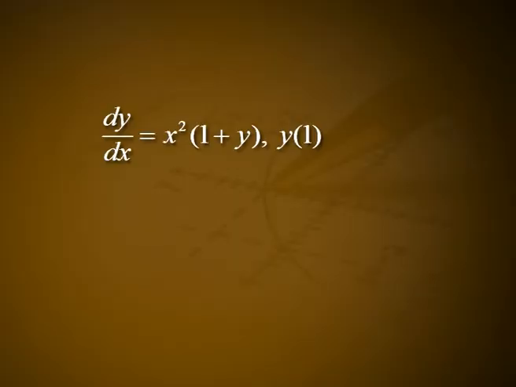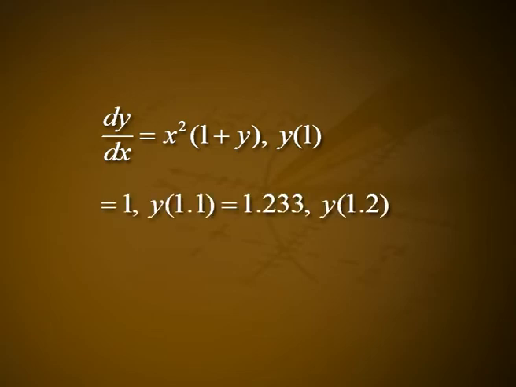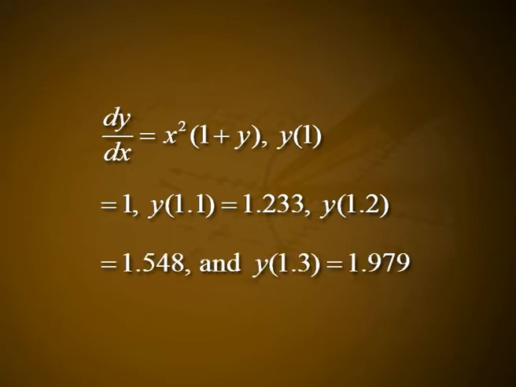0.7785. Problem. Given that dy/dx = x²(1 + y), y(1) = 1, y(1.1) = 1.233, y(1.2) = 1.548 and y(1.3) = 1.979. Use Adams-Moulton's method to find y(1.4).